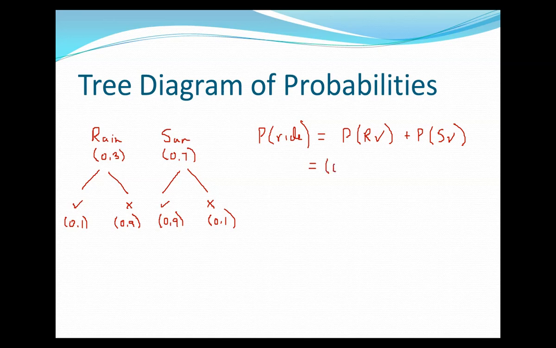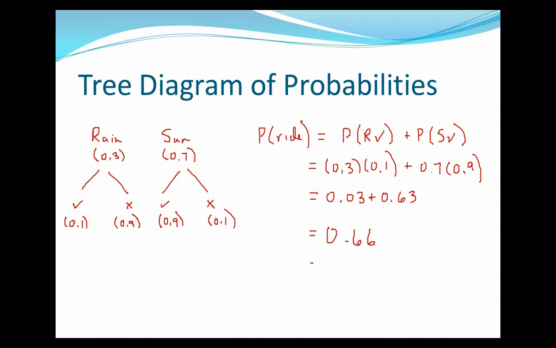The probability that it rains and he rides is 0.3 times 0.1. And the probability of it being sunny and he rides would be 0.7 times 0.9. And you can work this out. You get 0.03 plus 0.63, 0.66. So that is a 66% chance that Mr. LeBlanc will ride his bike tomorrow. So a tree diagram can help visualize some more complex problems.